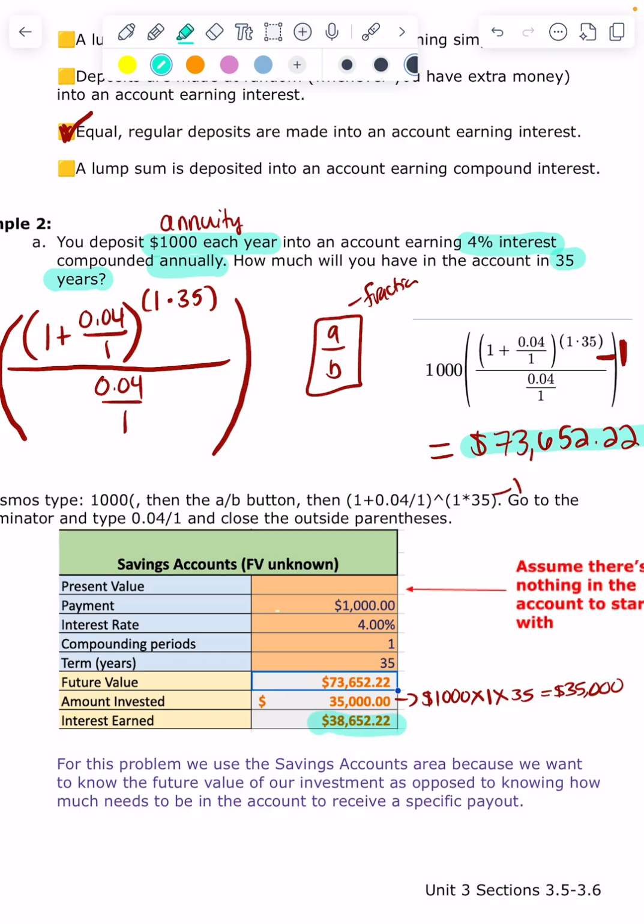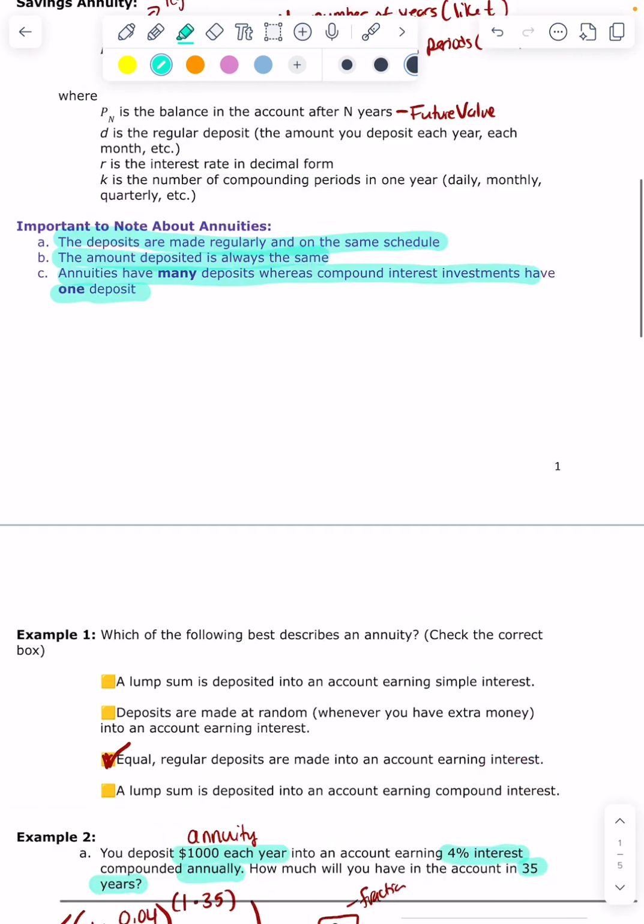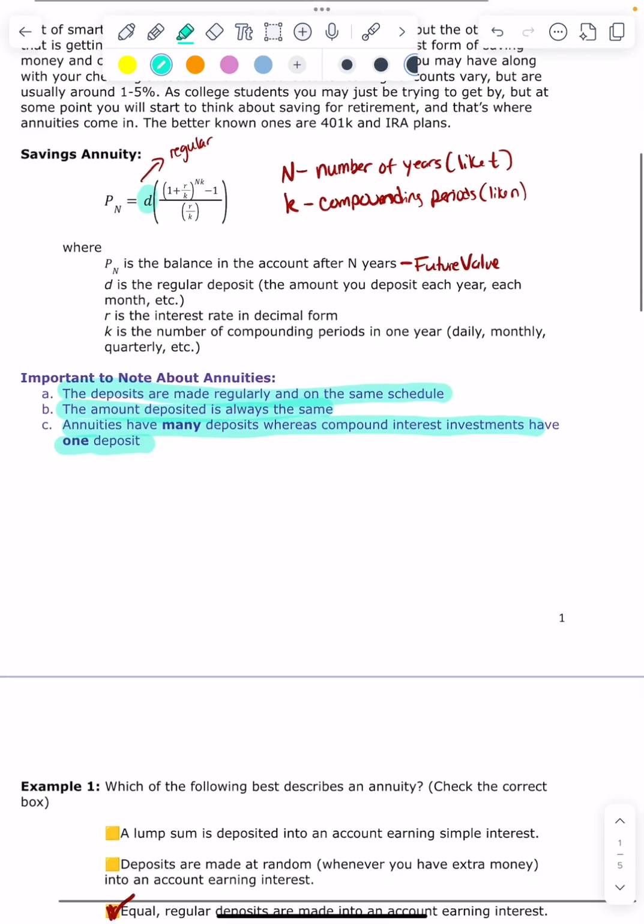So it's a lot of interest. It's over $38,000 in interest. And for this problem, we use savings account area because we want to know the future value of our investment, as opposed to knowing how much needs to be in the account to receive a specific payout. So if you're just trying to figure out the future value of an account, you can use this savings account area in Excel. And also the savings annuity formula.